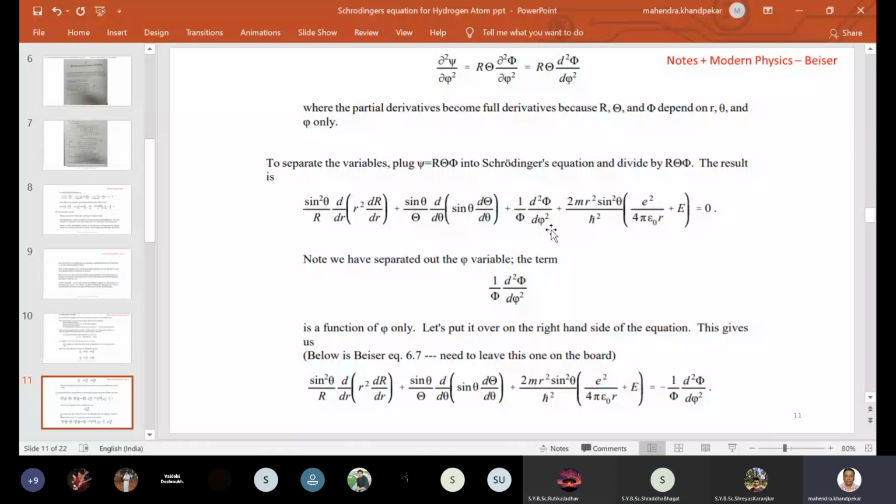So we can say that this term, the third term, first, second, third term, is a function of phi only. Okay, and let us put it on the right hand side of the equation. That is, take this term from here and take it there in place of 0, on the right hand side. This gives us an equation of this form. Since this is positive here, going there it becomes negative, other terms remaining the same.